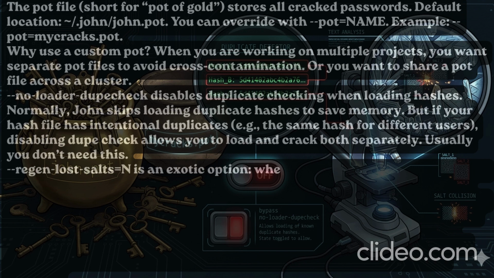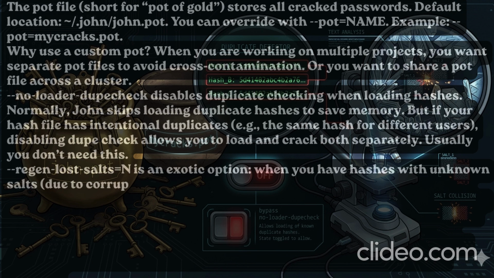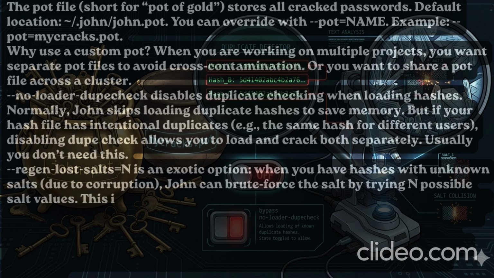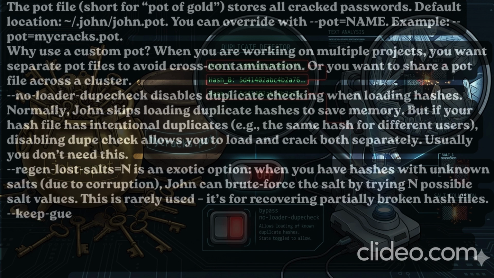--regen-lost-salts=N is an exotic option for when you have hashes with missing salts due to corruption. John can brute force the salt by trying N possible salt values. This is rarely used. It's for recovering partially broken hash files.